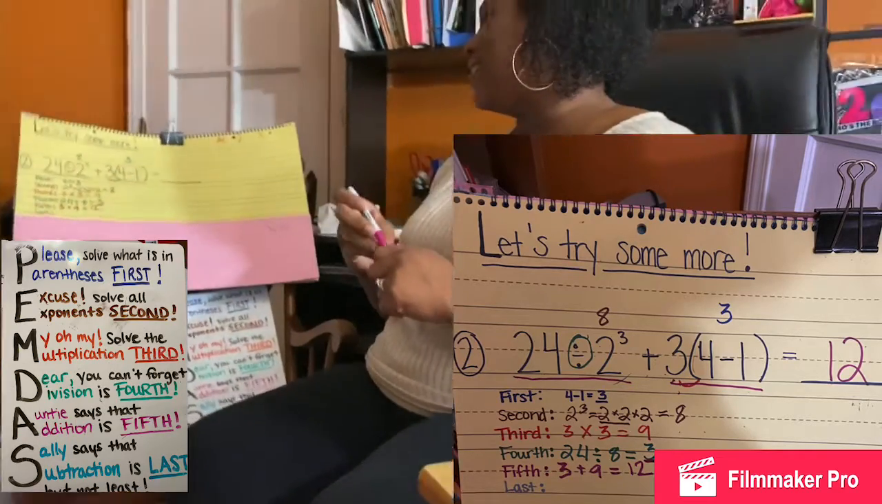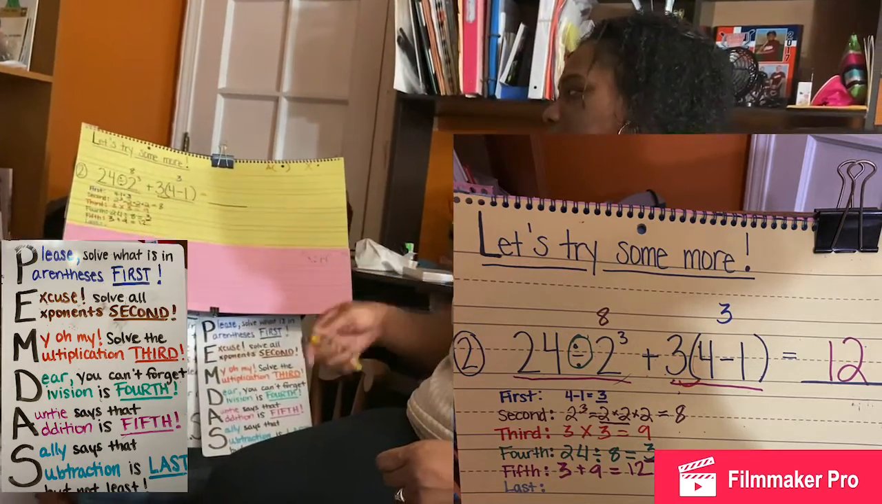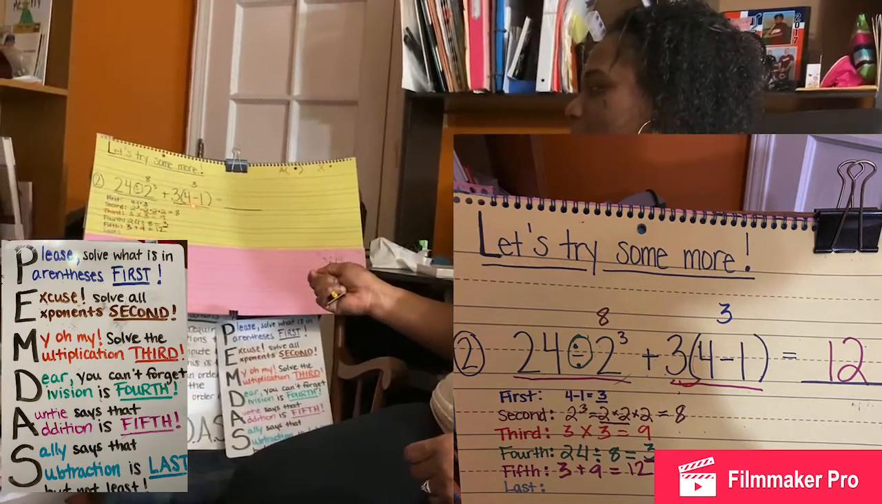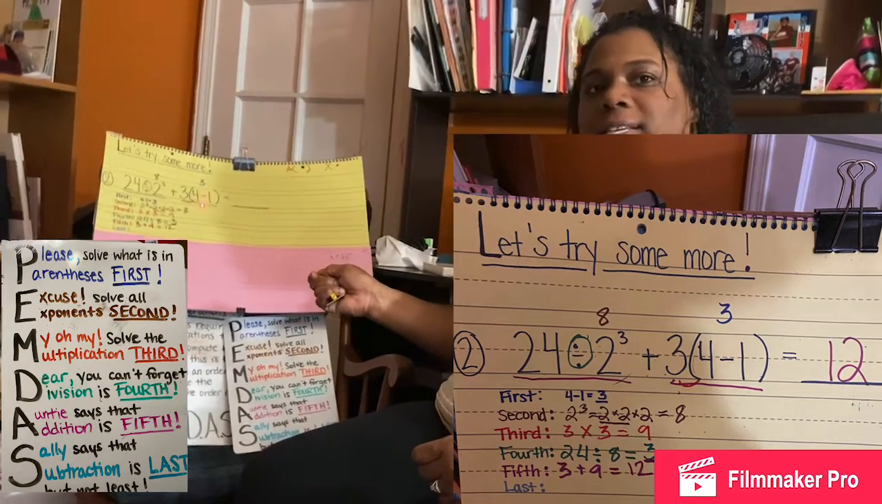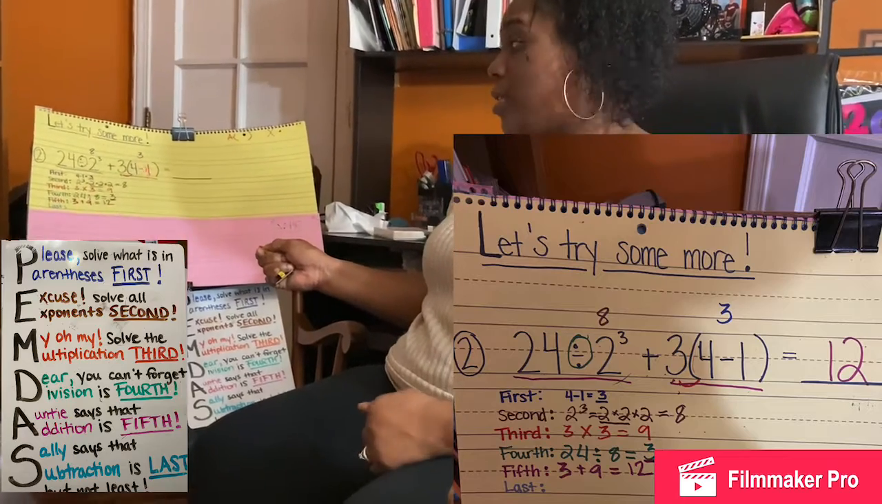All right, now last, Sally, that girl from down the street, she tells us to subtract. But the only subtraction we had in this problem was right here. And since it was in parentheses, we've already attended to our subtraction, so we're good to go.